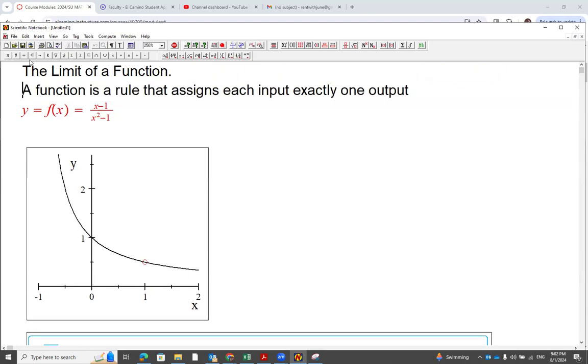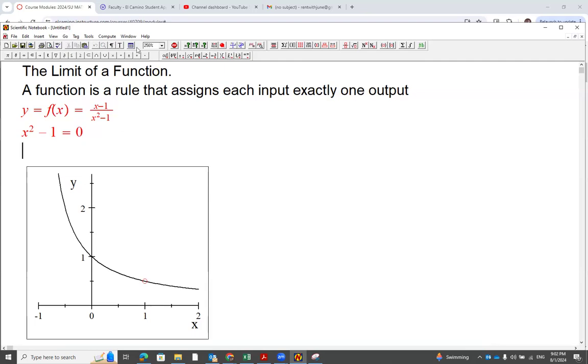And for any function, we will be very interested in the domain and range. So let's take a look at the domain of this function, where we have the graph of this function. To determine the domain of this function, we're going to set x squared minus 1 equals 0. Anything that makes the denominator equal 0 should not be in the domain. So we solve this equation.